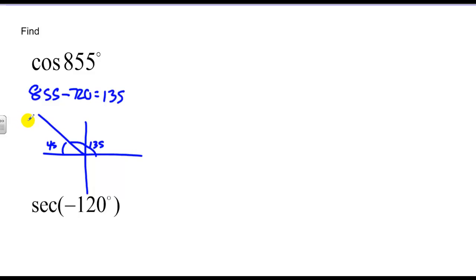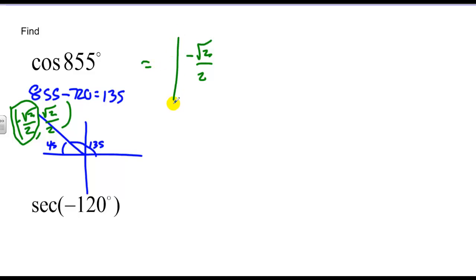So I know that my x and y values here are root 2 over 2 and root 2 over 2. But my x value is negative since I'm in my second quadrant. We need a cosine, so we're looking for my x value. My x value is negative root 2 over 2, and that's my cosine of 855.